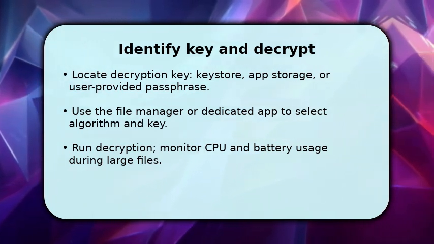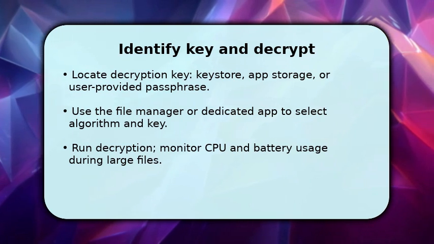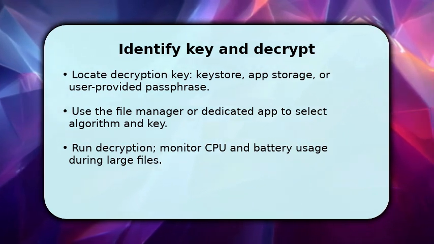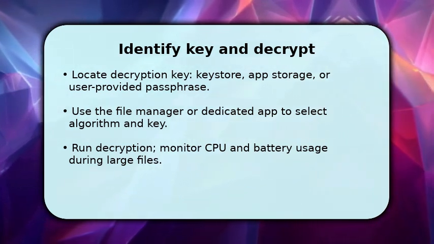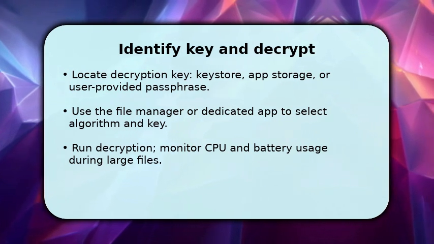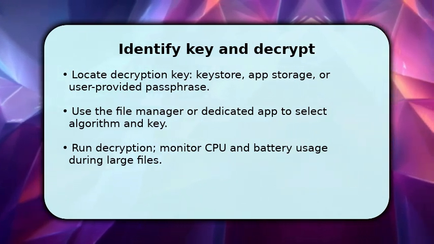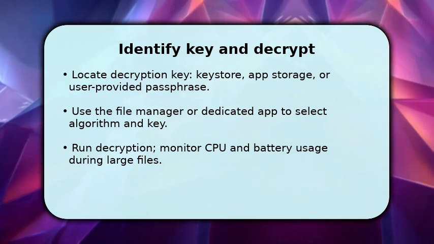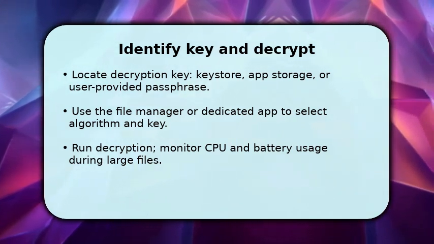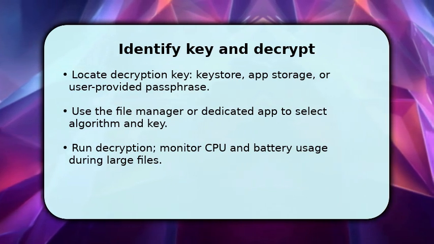Mismatched settings cause corruption. Use the file manager or a dedicated decryption app to point at the encrypted file and the key. Start the decryption and watch progress. Large files may take minutes and ramp CPU and battery. If prompted, allow temporary elevated permissions for the app to read protected storage.